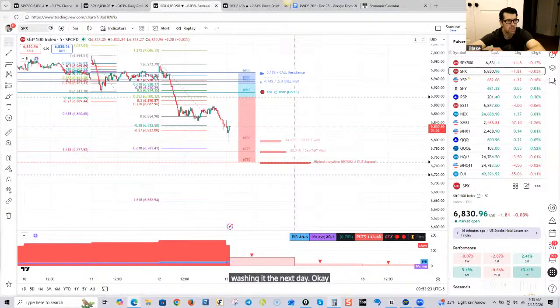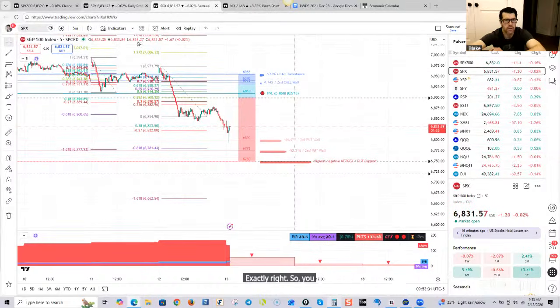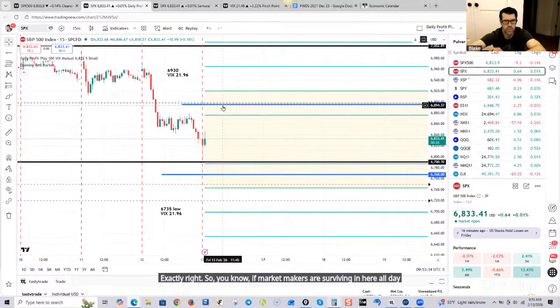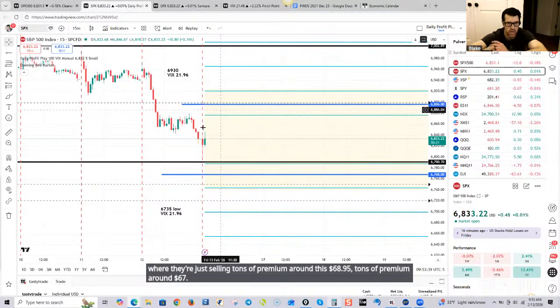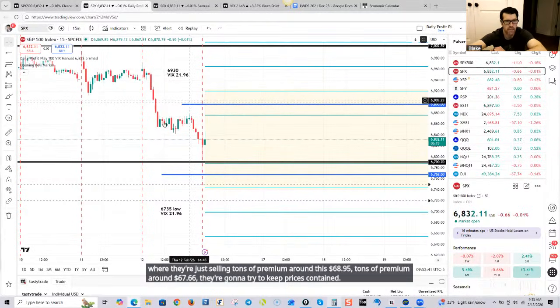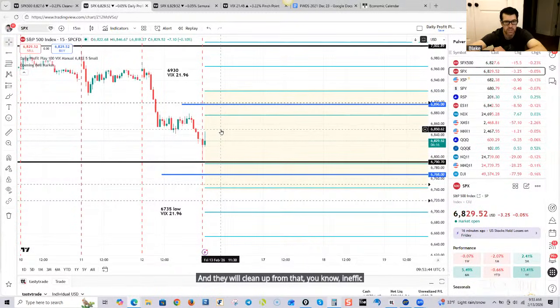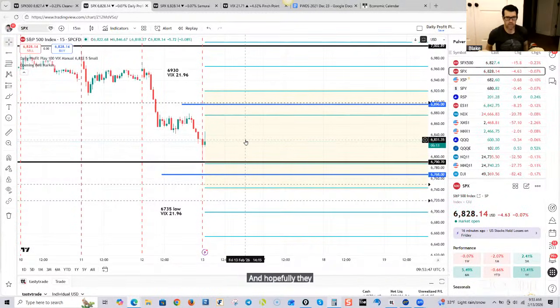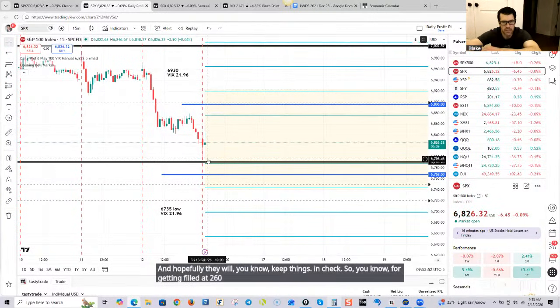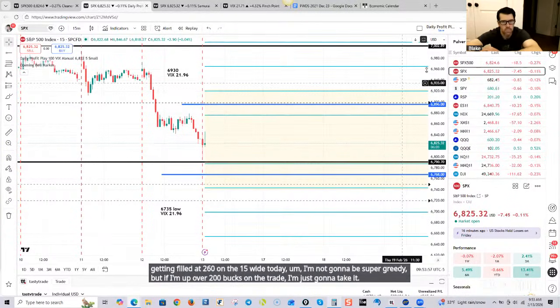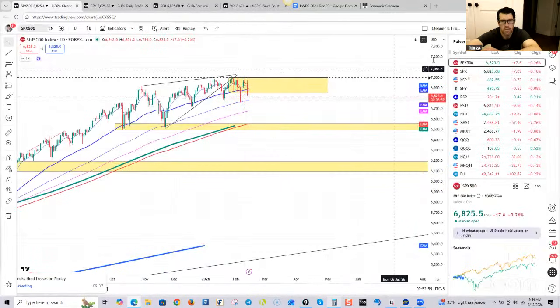Okay. Yep. So move it big, cause chaos, make the spread exactly right. If market makers are surviving in here all day, selling tons of premium around the 68.95, tons of premium around 67, 66, they're going to try to keep prices contained, clean up the inefficiency from yesterday and their rolled risk, and hopefully keep things in check. So, for getting filled at 260 on the 15 wide today, I'm not going to be super greedy, but if I'm up over 200 bucks on the trade, I'm just going to take it. Okay. I'll just take it.